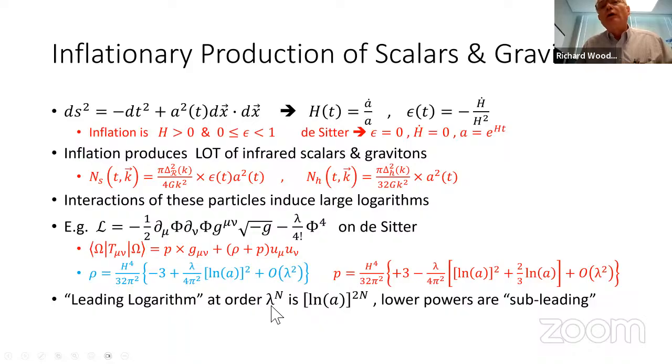Leading logarithm order in this theory is if you're at lambda to the n, then there would be up to 2n logarithms, and lower powers are subleading terms. So for example, the logarithm squareds in the two loop results are leading logarithms. The logarithm of a is a subleading logarithm.